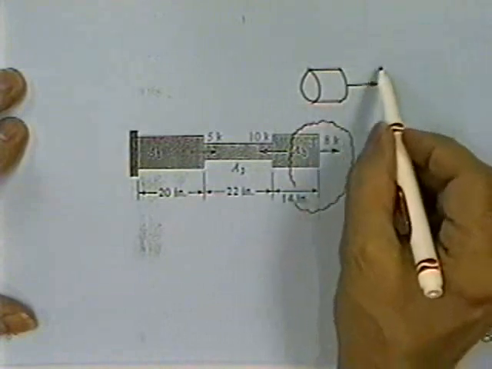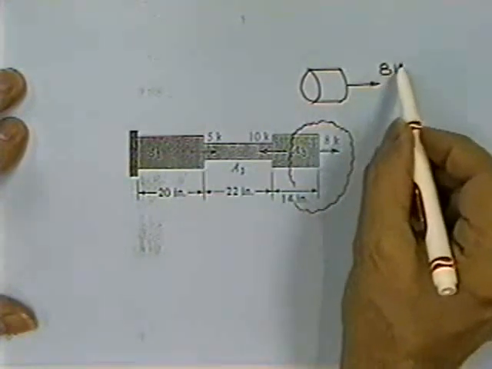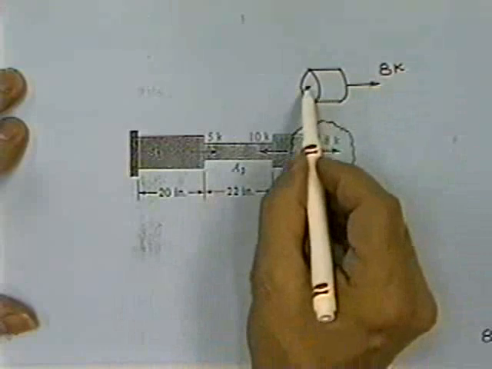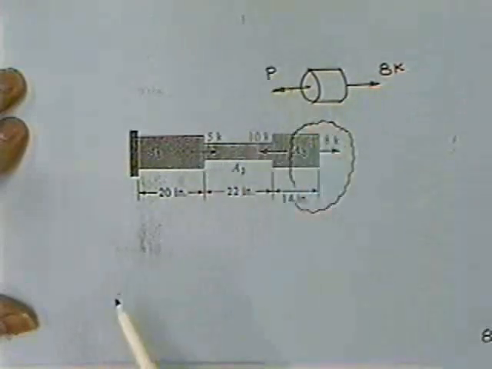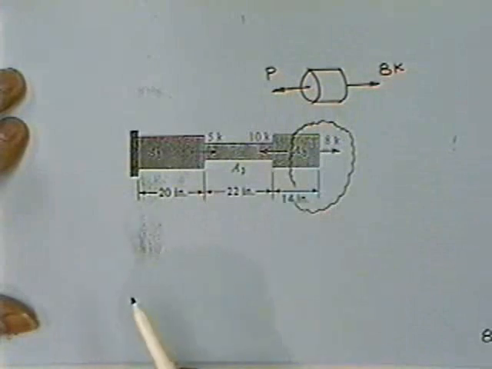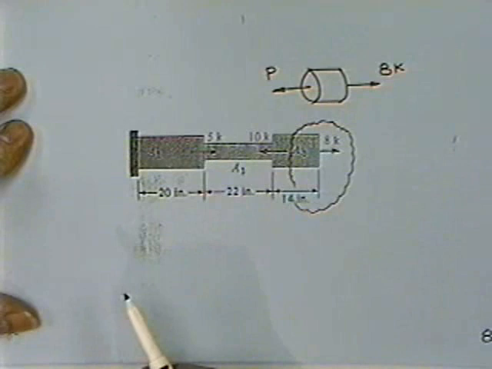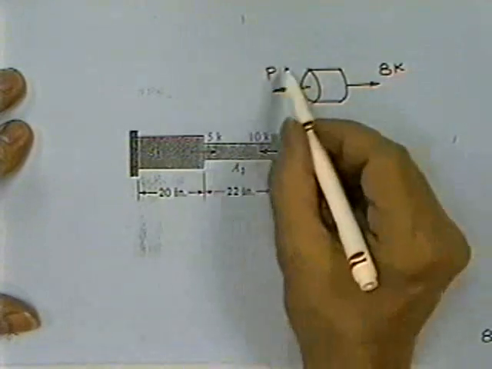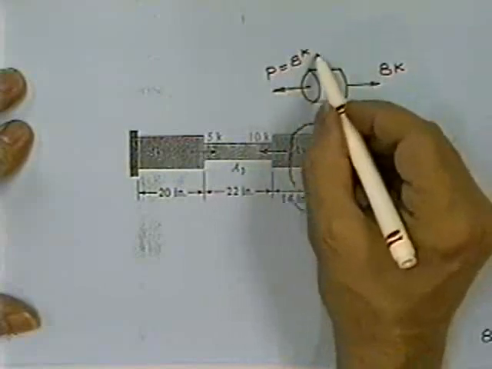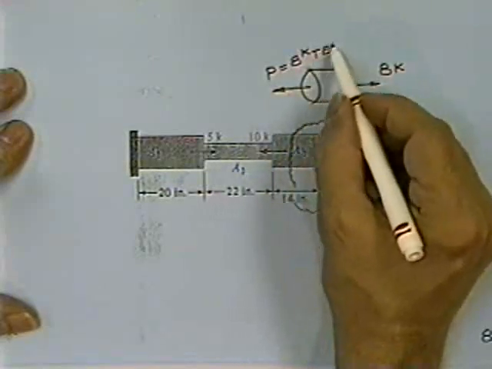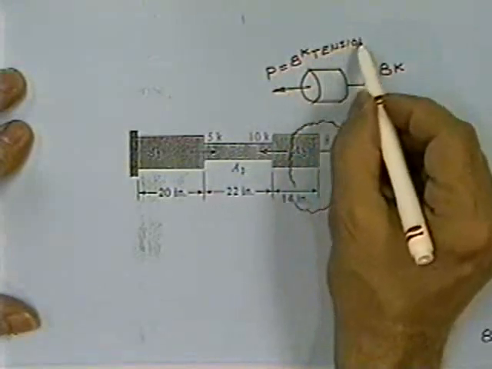Show the 8-kip load involved. Show an unknown force inside of the bar, because I don't know what the answer is inside the bar. Use equations of statics. Sum forces horizontal is equal to 0. And so, not much doubt, 8 kips of tension inside of the bar.